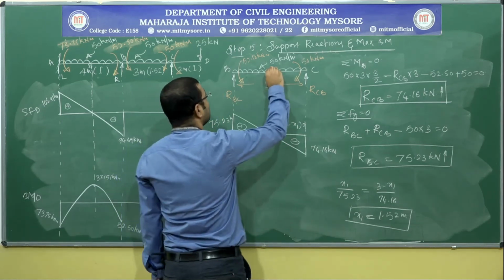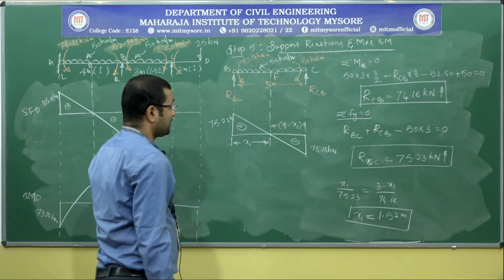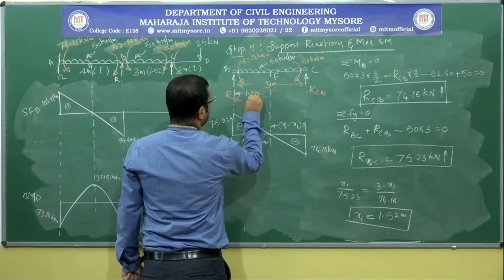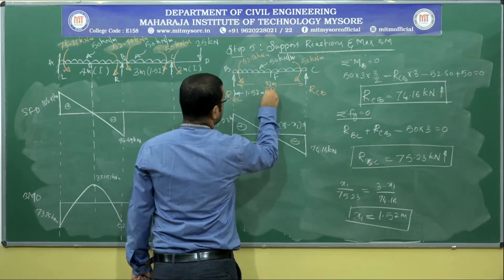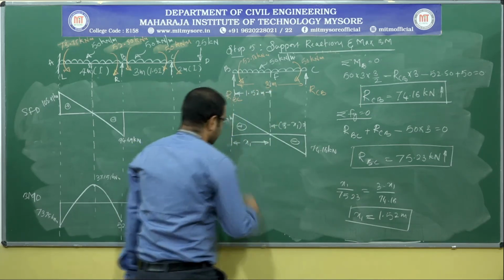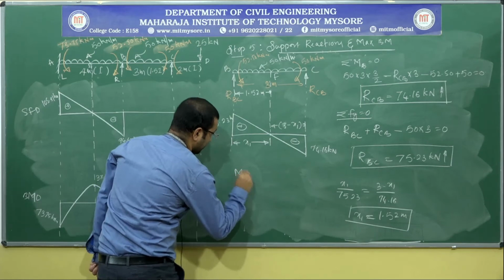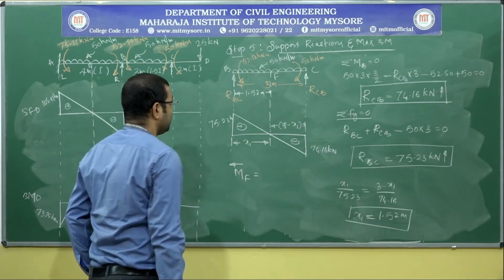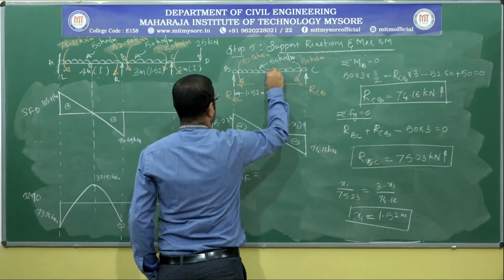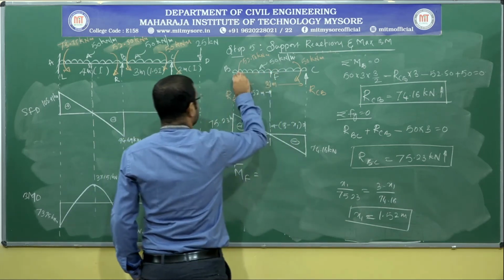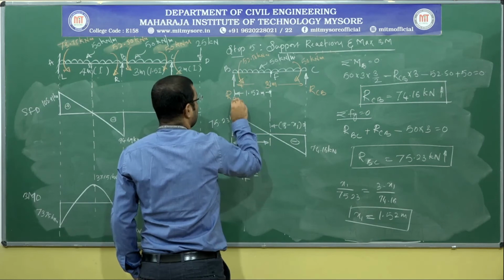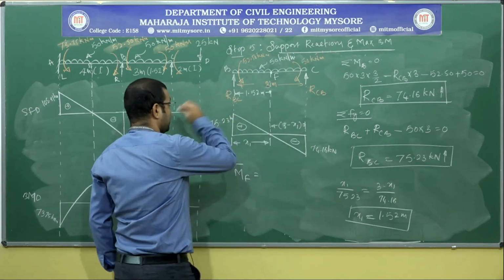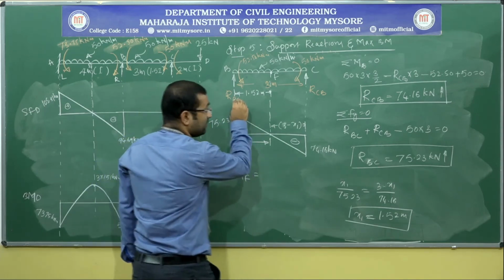Exactly at this location, the bending moment will be maximum. So we need to calculate the bending moment at this location. So let us say MF. To calculate MF, again I will consider the left portion with respect to this point, right. So on the left side we have one reacting force RBC, which is creating clockwise moment. So left side clockwise is positive.